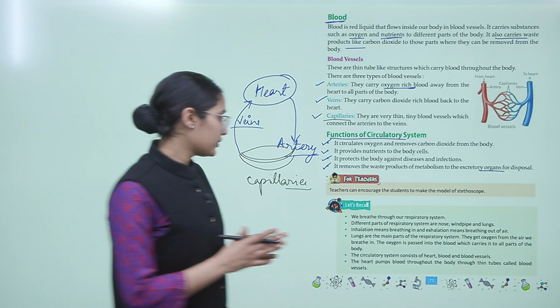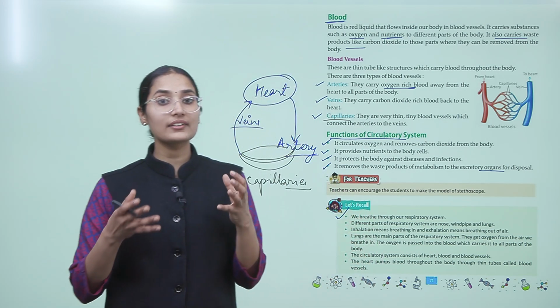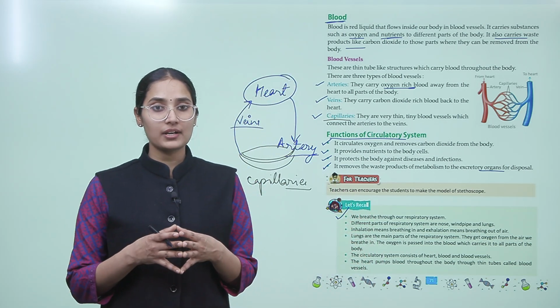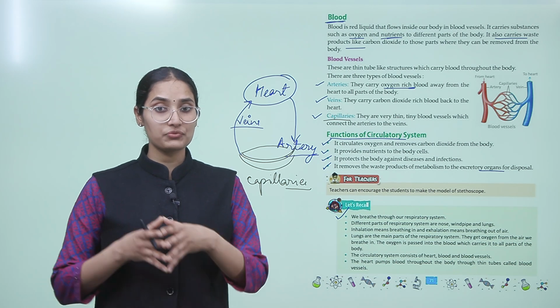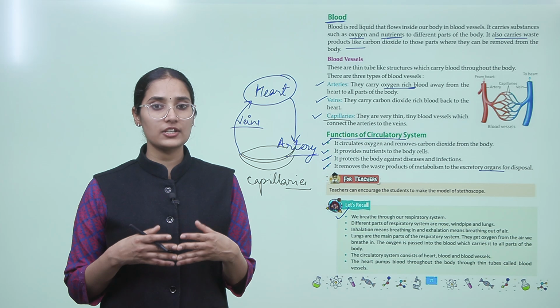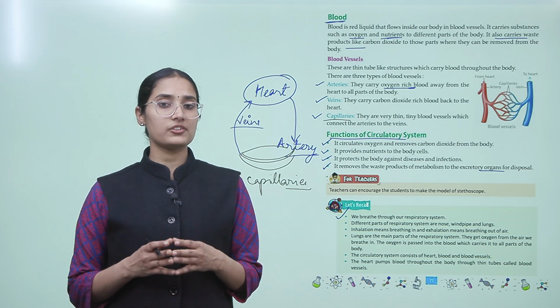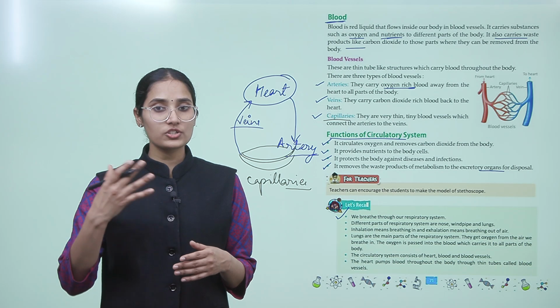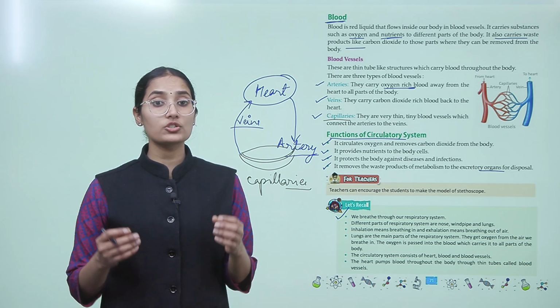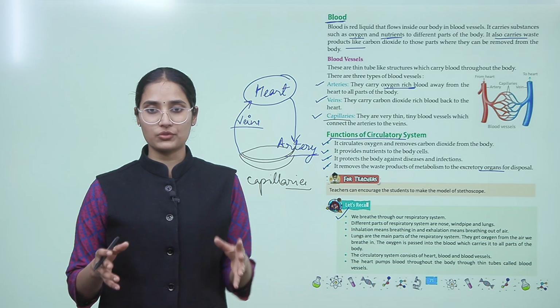Now let's recall this chapter, what we have learned in this chapter. Okay, so we breathe through our respiratory system. Different parts of the respiratory system are nose, windpipe and lungs. Inhalation means breathing in and exhalation means breathing out of air. Lungs are the main parts of the respiratory system. They get out oxygen from the air we breathe in, and the oxygen is passed into the blood which carries it to all parts of the body.